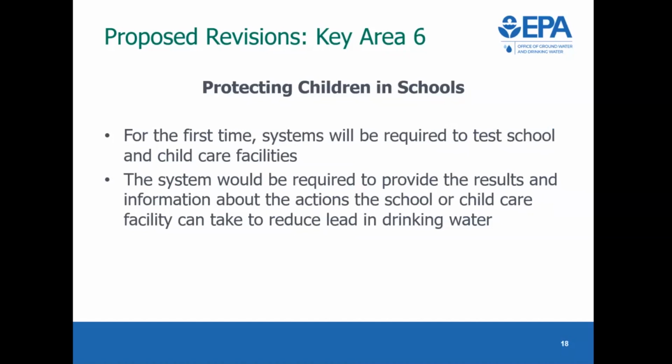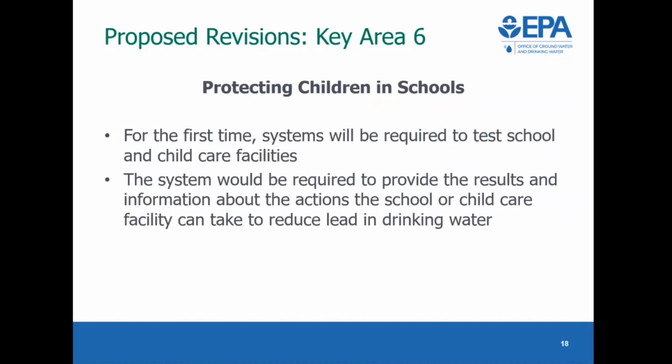So the proposed requirements are that approximately 20% of the schools and child cares within the drinking water system will be tested annually, 5 samples per school, 2 samples per child care. The systems must provide the sampling results to the school or facility within 30 days. They must also provide EPA's 3T guidance to those facilities.